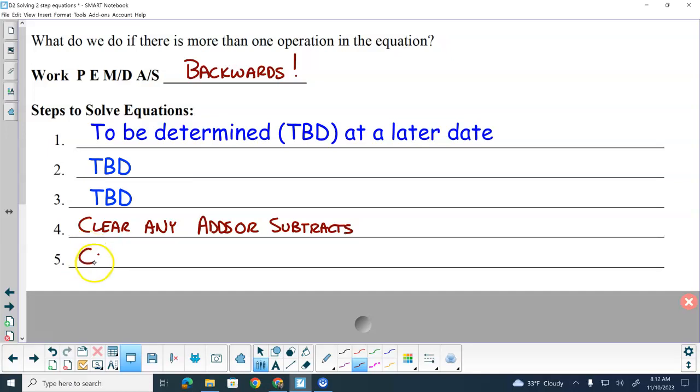Then, today what we're going to do now is then we're going to clear any multiplies or divides. Now, this may seem a little goofy for you, okay? But we'll get to it, okay?